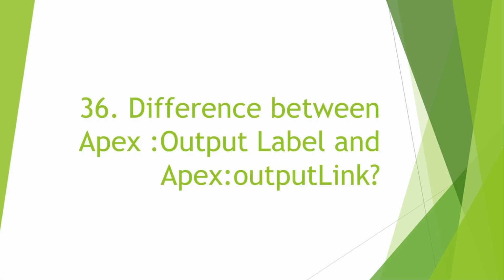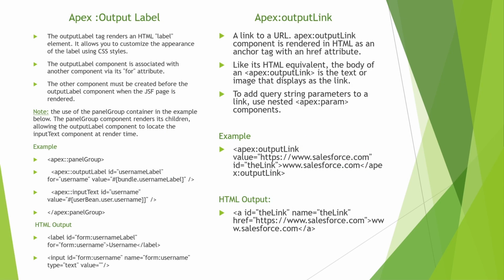Difference between Apex output label and Apex output link. Apex output label: the output label tag renders an HTML label element. It allows you to customize the appearance of the label using CSS styles. The output label component is associated with another component via its for attribute. The other component must be created before the output label component when the JSF page is rendered.